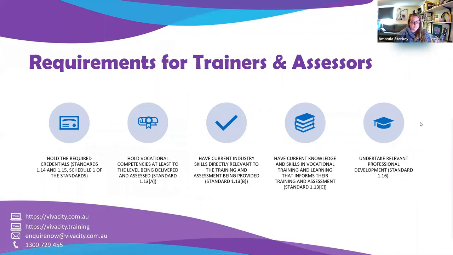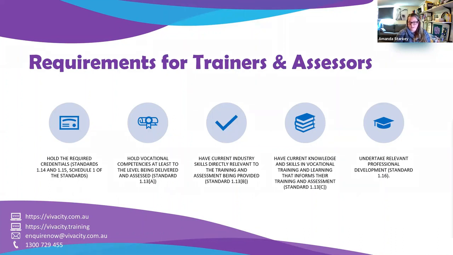So in brief, what that means is that your trainers and assessors hold the required credentials in terms of training and assessment. So that is either the TAE40116 Certificate IV in Training and Assessment or TAE40110 Certificate IV in Training and Assessment plus design and develop assessment tools and address adult language, literacy and numeracy skills.